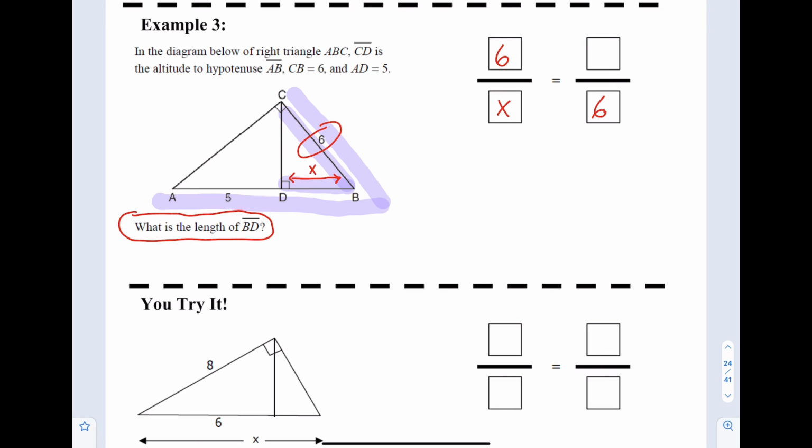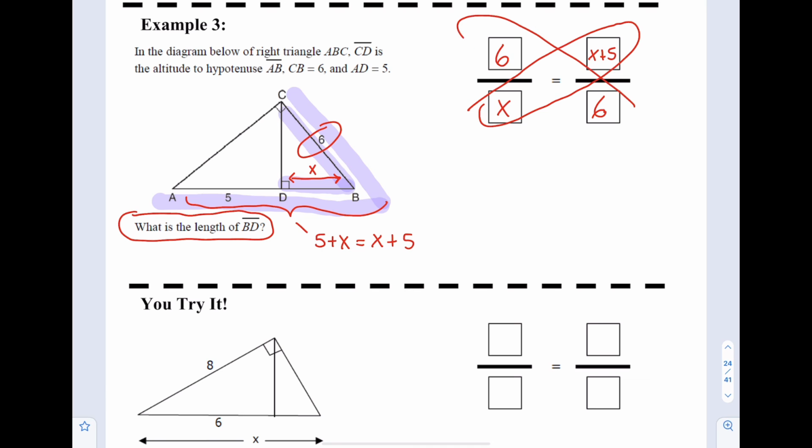Okay, so X would fill in one spot, but then the hypotenuse there has to be a combination of 5 and X. So we could say 5 plus X, or what I like is X plus 5. So in the other spot, I put X plus 5. Careful when cross multiplying, we have a binomial here. We have to use the distributive property. So when I multiply 6 times 6, it's 36, but when I multiply x times x plus 5, that's x squared plus 5x.